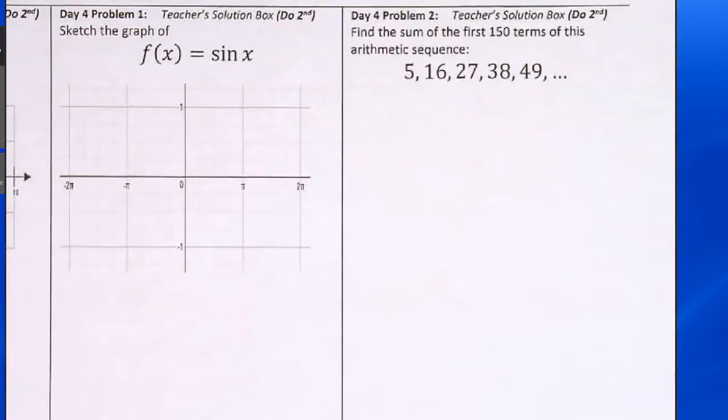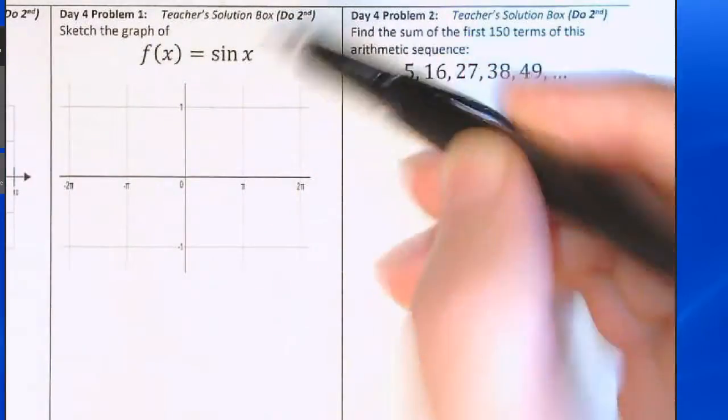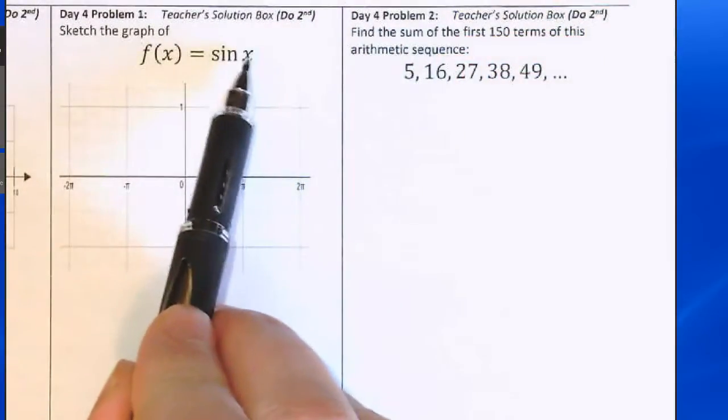Here's a solution for day 4, problem 1. Sketch the graph of f of x equals sine x. We want to graph this trigonometric function.